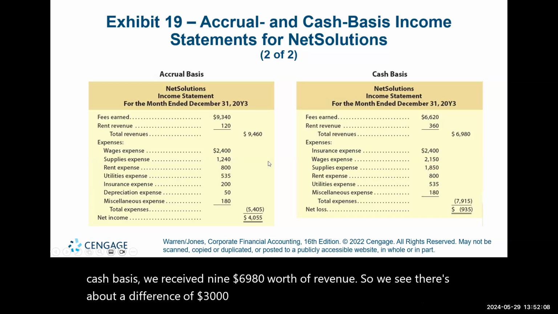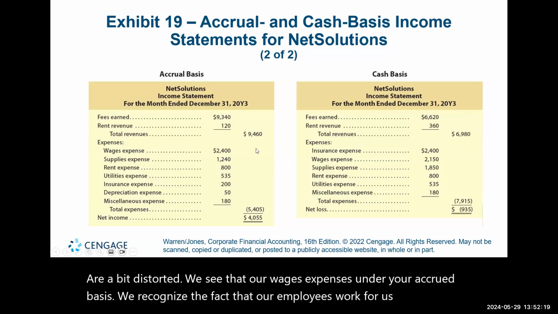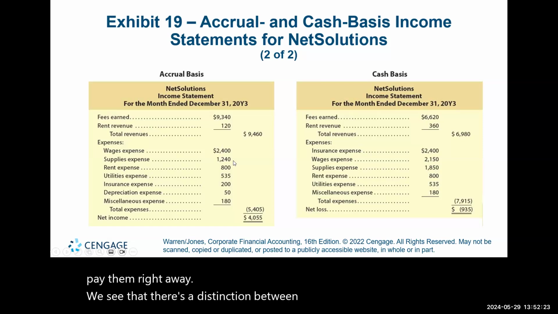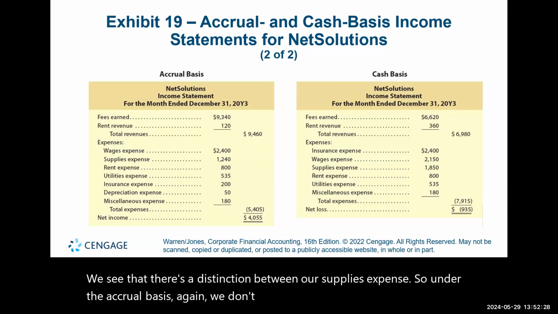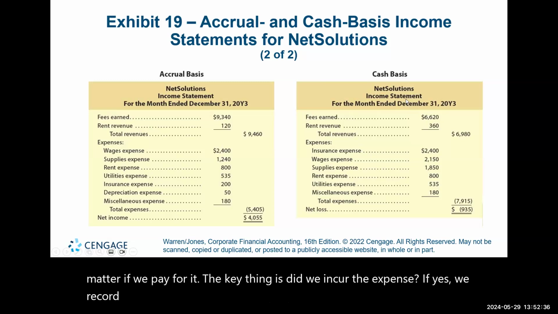So our wages expenses are a bit distorted. On the accrual basis, we recognize the fact that our employees worked for us and we didn't pay them right away. We see that there's a distinction with our supplies expense. Under the accrual basis, again, we don't care whether we paid for it. The key thing is, did we incur the expense? If yes, we record it. But that is not the case under the cash basis.